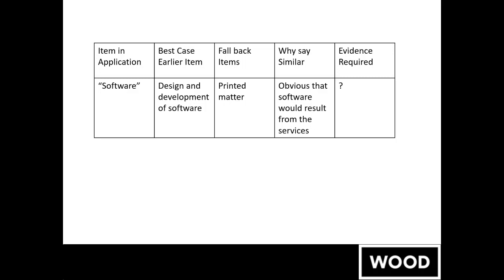Now, the most important part, I think, is at the end, why you say it's similar and what evidence might be required. So you're already thinking about the next stage, the evidence stage, and thinking, what kind of things do I need to find in order to make my opposition win, or give it the best chance of winning at least. This is the step that a lot of people forget to do.